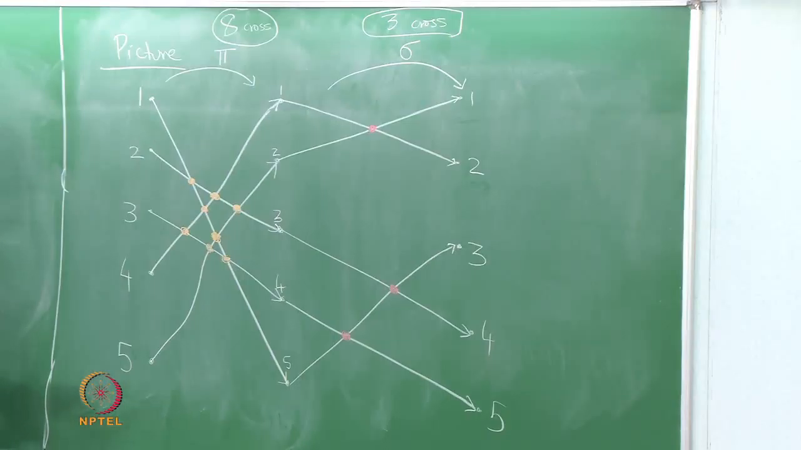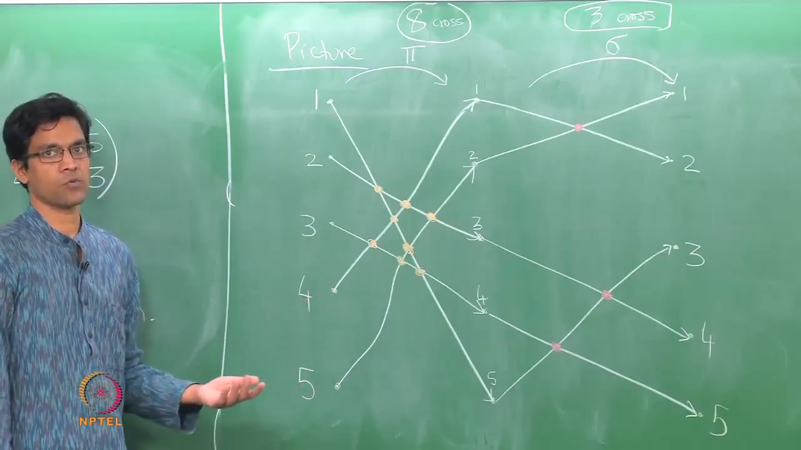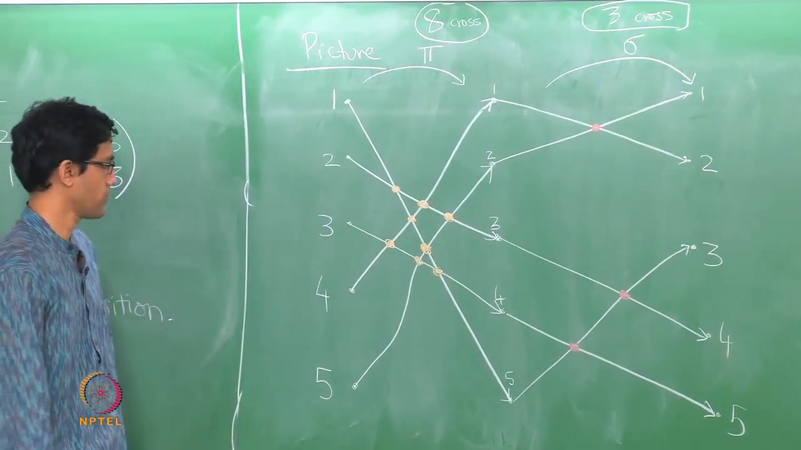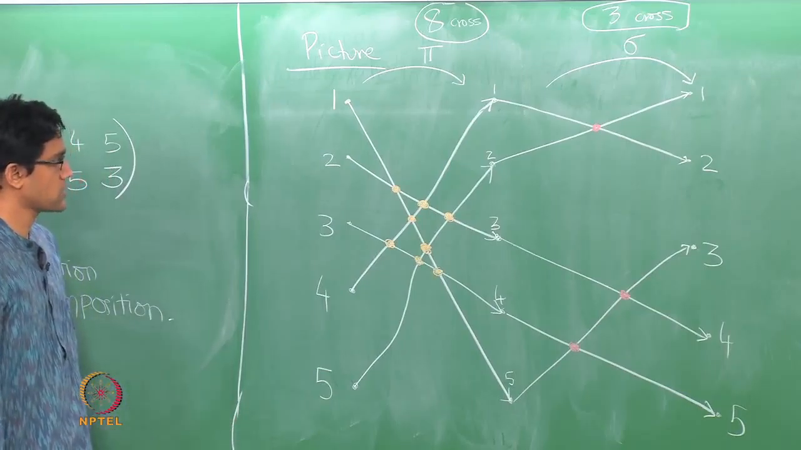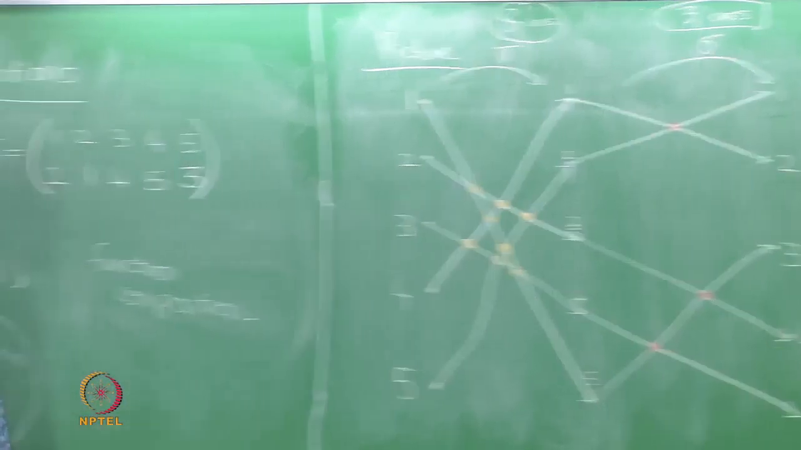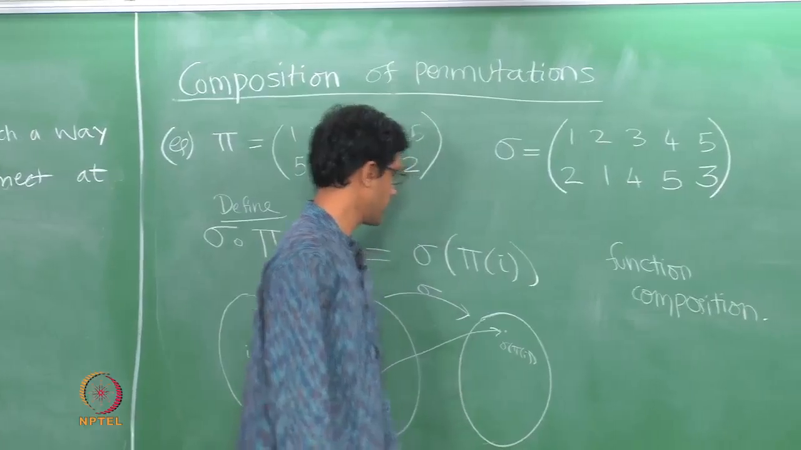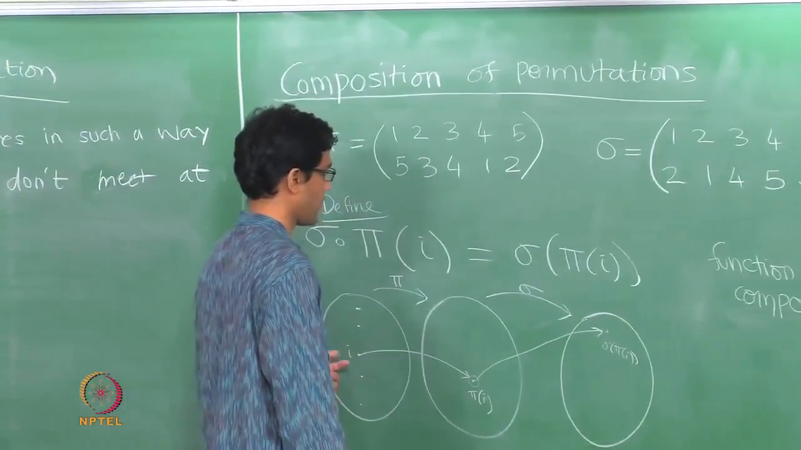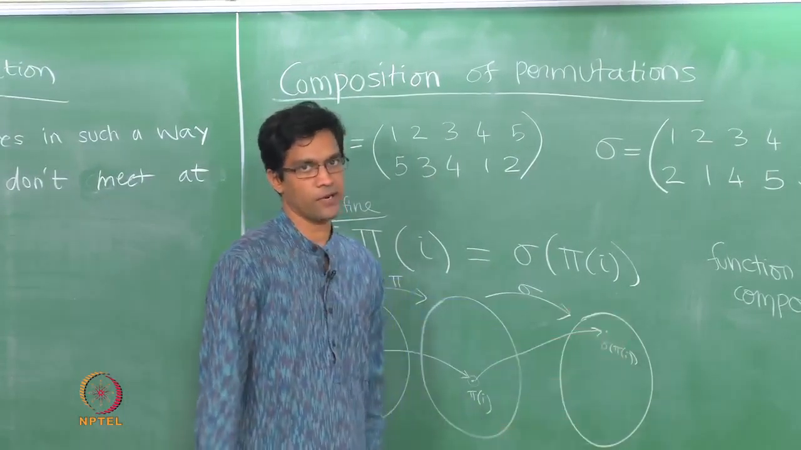Now we just talked about what odd and evenness are. So 8 crossings means pi is an even permutation, and 3 crossings would make sigma an odd permutation. Now let us look at the composition. That is really where these diagrams become very interesting. As we said, the composition is just you take the first diagram and follow it up by the second diagram.